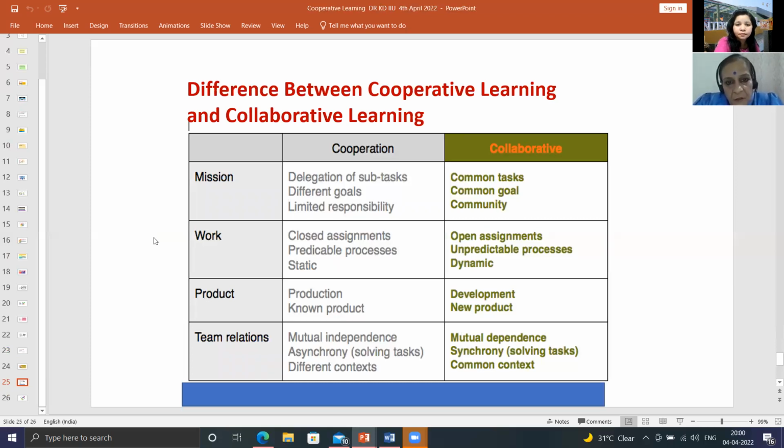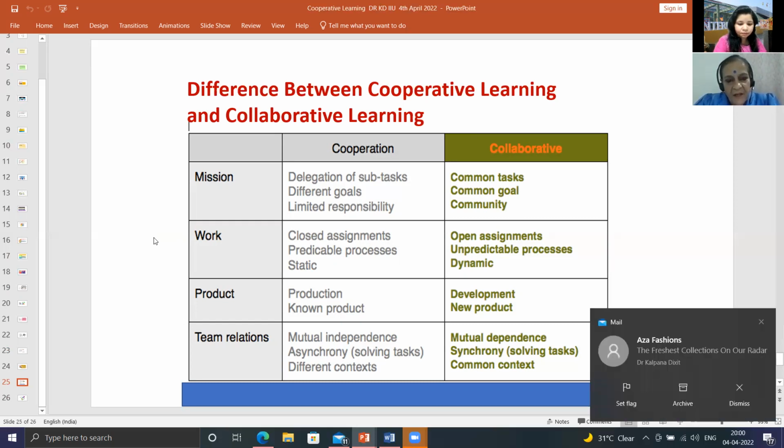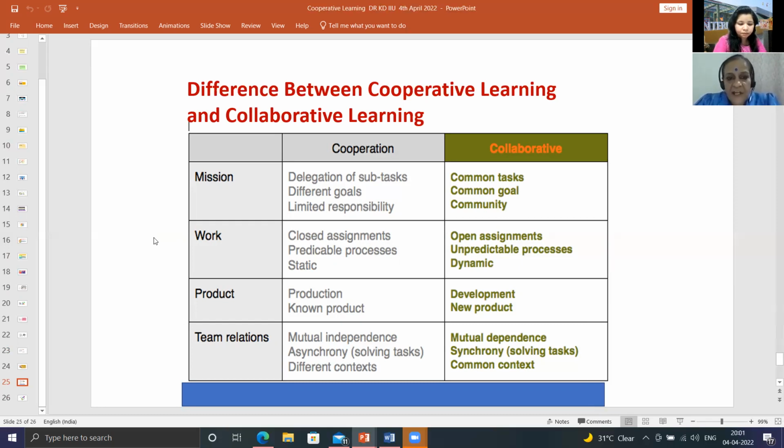So in cooperative learning, what is the mission? The mission is delegation of subtasks, different goals, and limited responsibility. While in collaborative learning, there is common task, common goal, and community. Then work. In cooperative learning, there are closed assignment, predictable process, and static activities. But in collaborative learning, open assignment, unpredictable process, and dynamic.